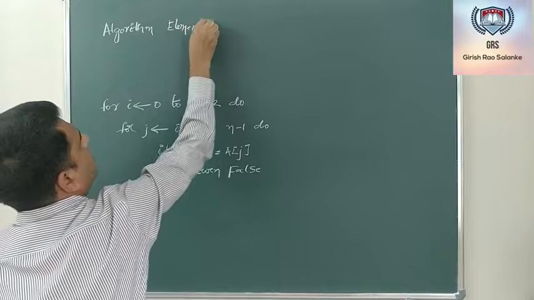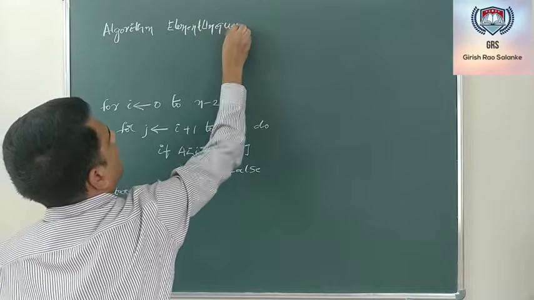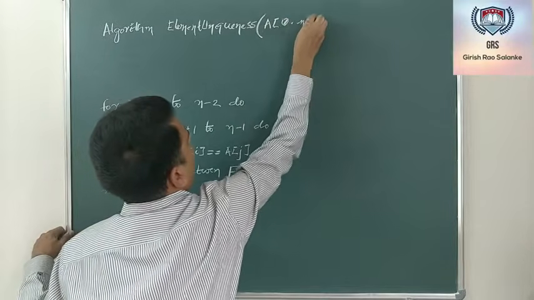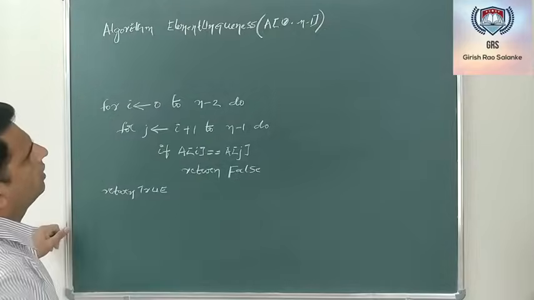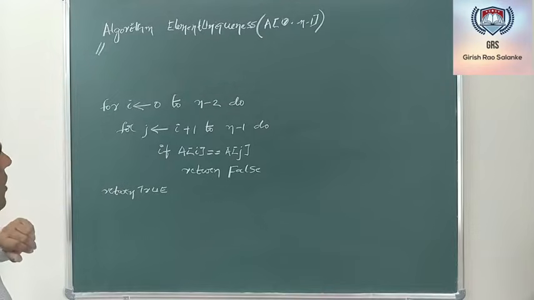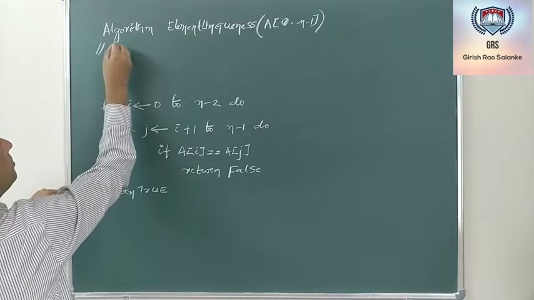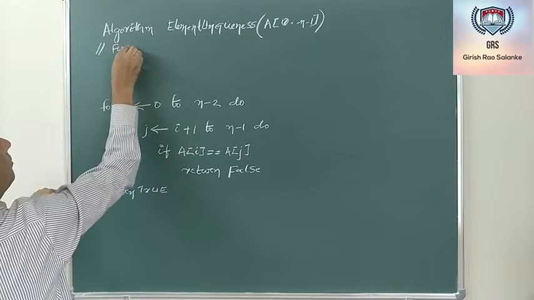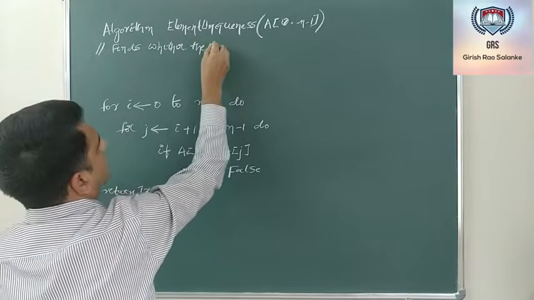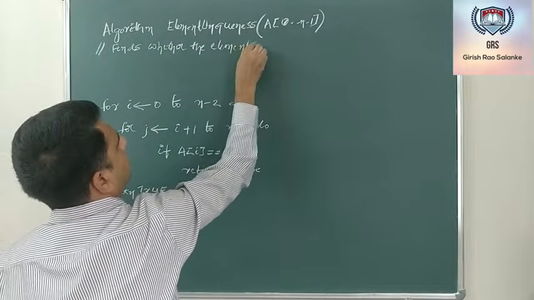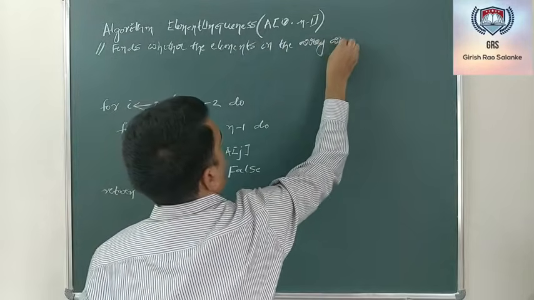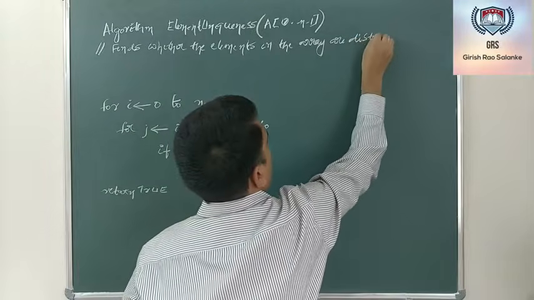Element uniqueness. The argument or the input to this particular algorithm is an array A of size n. So what is this algorithm going to do? Let me write a description. It finds or checks whether the array elements in the array are distinct or not.